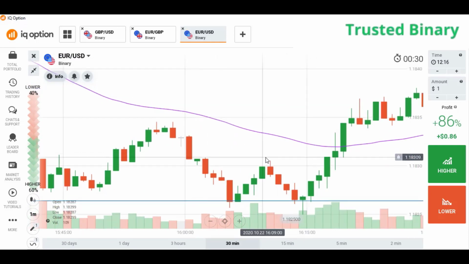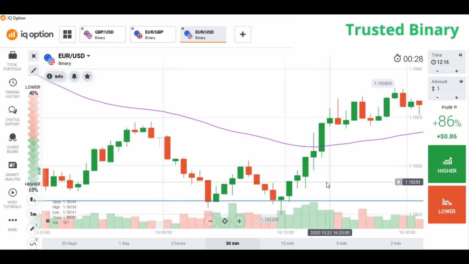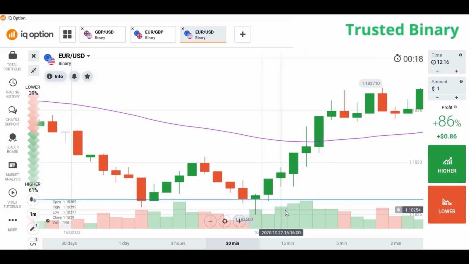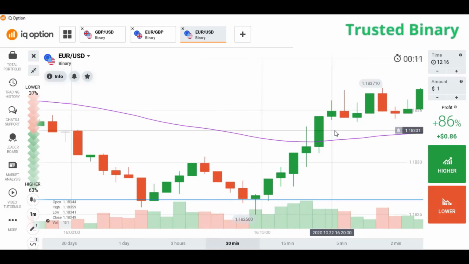So this is all about this type of tower bottom pattern. So practice on it, and everyone can make profit by this type of pattern, this type of formation.